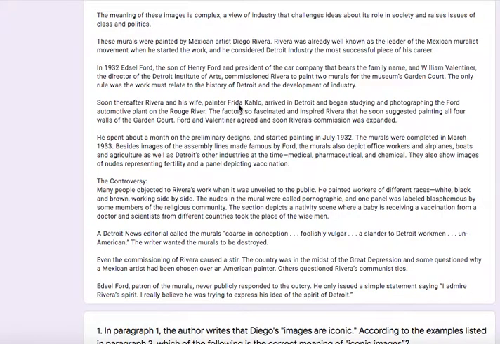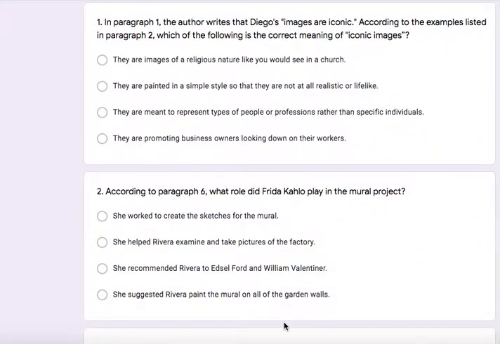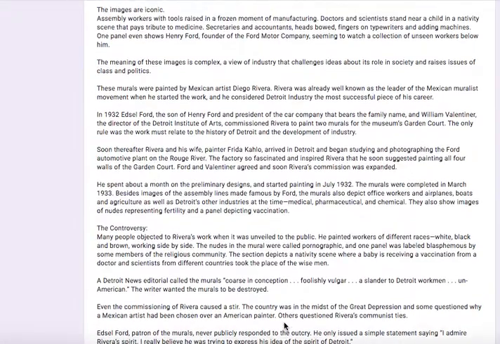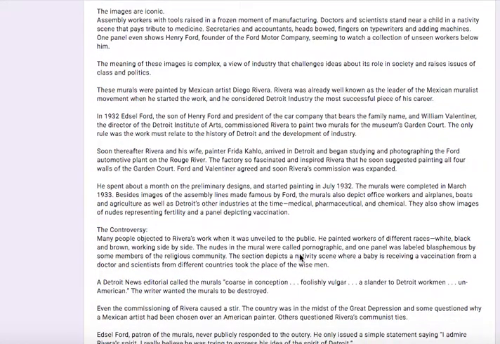So I'm going to pause there. I read that Frida is part of the studying and the photographing. So I'm going to find my answer in number 2 that reflects that. Where does it tell me that she was there to photograph it and also to study it? Which answer tells me that?